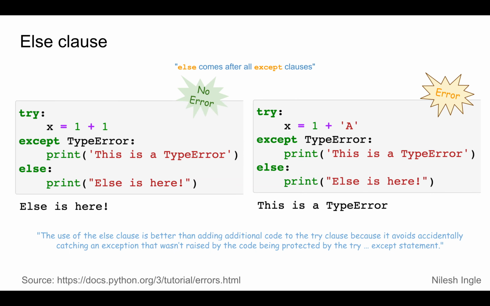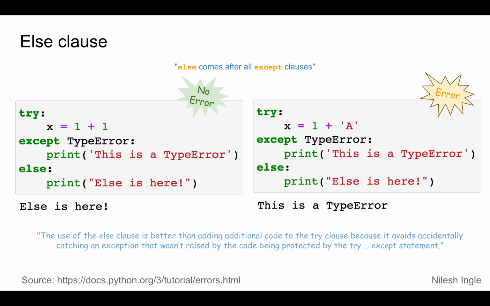Now, this is interesting because so far what we have seen is try and except. Now, there is one additional else that we can add to that. So, on the left hand side, what we have is a try block which has the line of code x is equal to 1 plus 1.